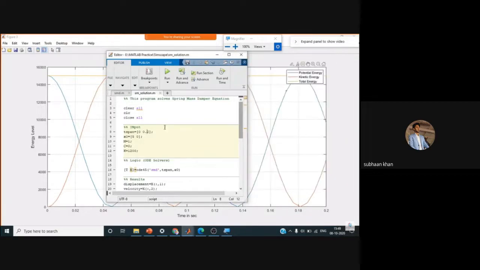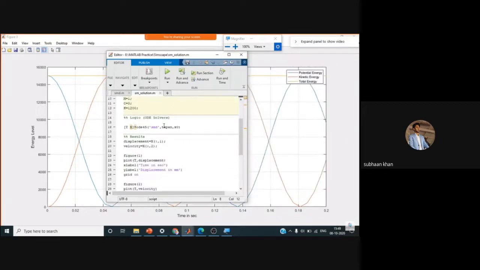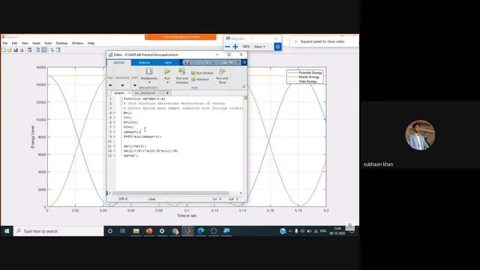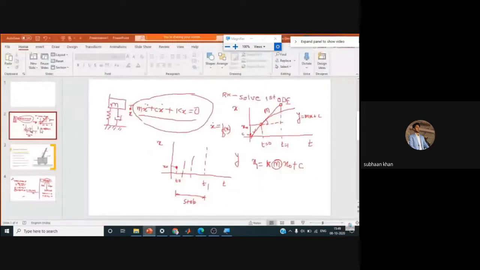So after doing this, what is to be done? The next task is, instead of providing an initial displacement with a zero force, I will provide a force for it. So here we have a force of zero. I will provide a force of 100 Newton. In this case, this is a spring mass.